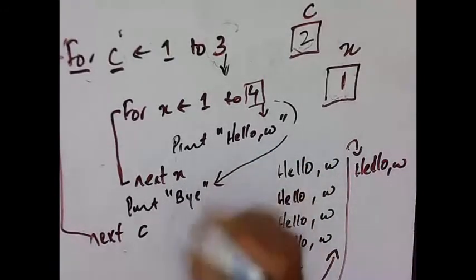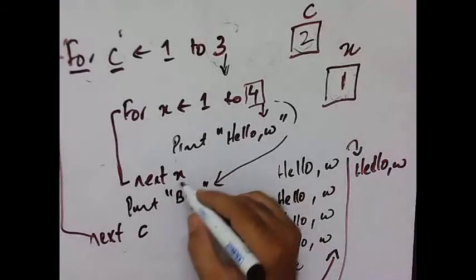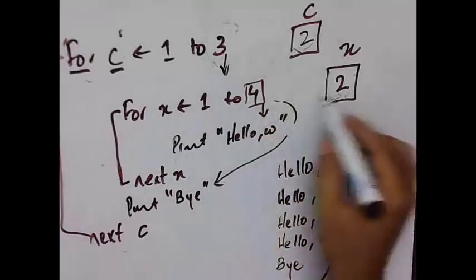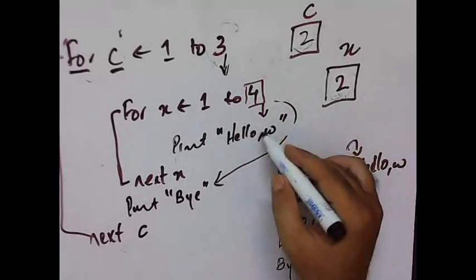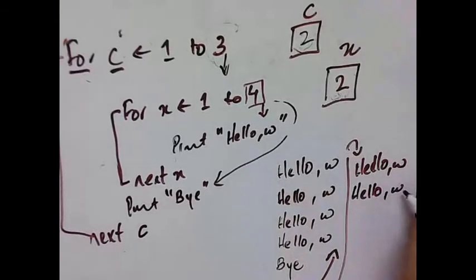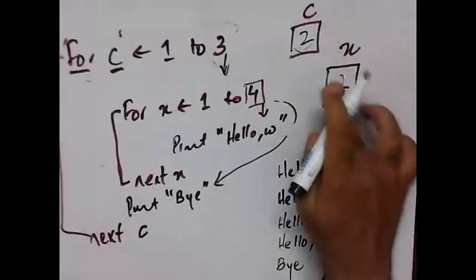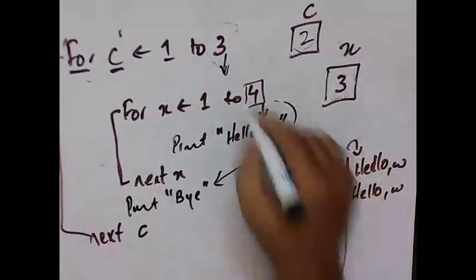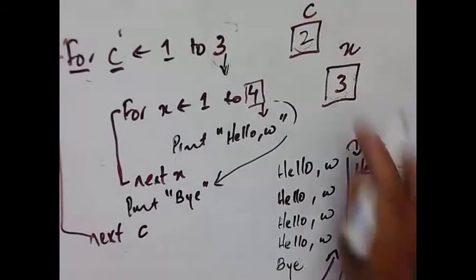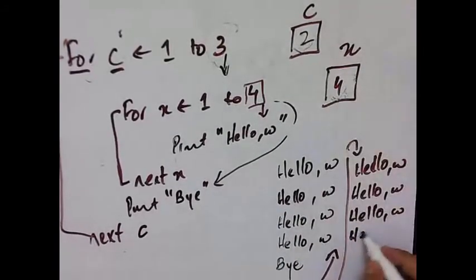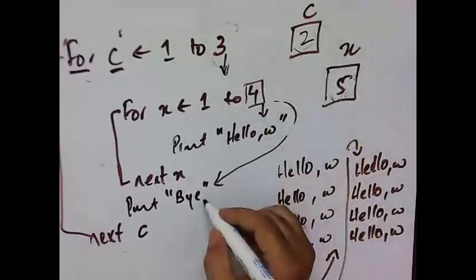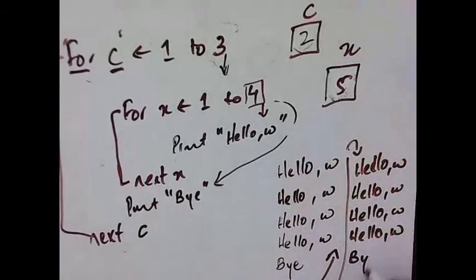Again it will jump to this statement, next x, which will increase the value of x by 1. This will become 2. Goes back, checks whether it has exceeded the final value. No, it has not. Displays hello w on the screen again, and then it increases the value of x by 1. This becomes 3, and the whole process keeps on going until it has displayed hello w 4 times. Then this becomes 5, and jumps outside the loop and displays by on the screen.